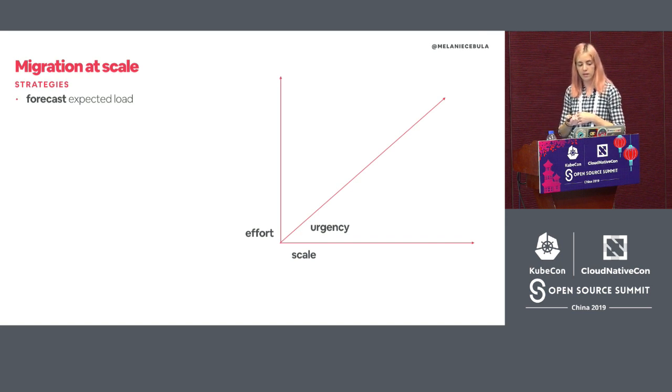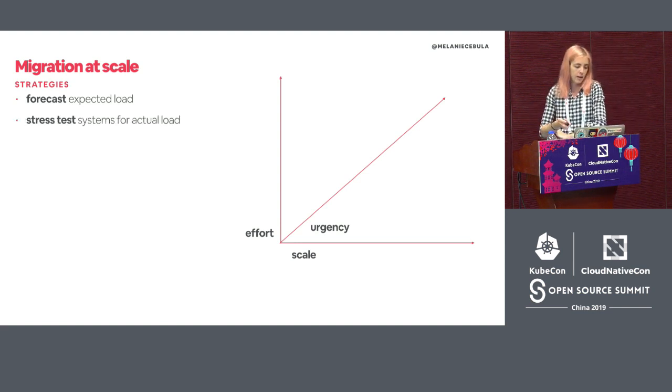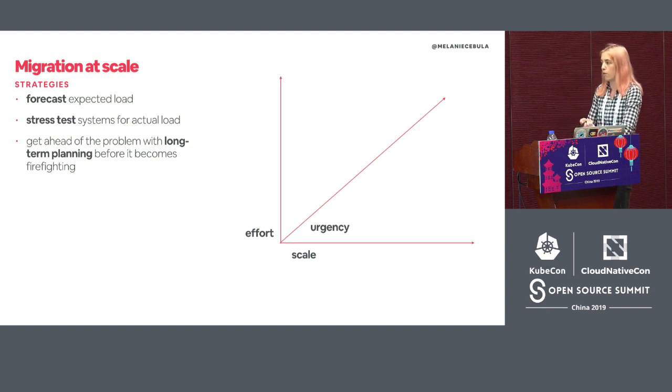So for me, the biggest thing here is to try to forecast expected load and do load testing and chaos testing to catch these things before you're there. The other thing is to stress test your system for actual load, and try to get ahead of this problem with long-term planning and forecasting. Realize that if you've failed to do that, you're in a different state. Ideally you're doing long-term planning and doing it well, but as soon as you realize you have a short time to do it, you're in firefighting and need to move very quickly. Ideally you're doing the forecasting and stress testing, but once you realize you're having problems, you might need a very aggressive timeline.